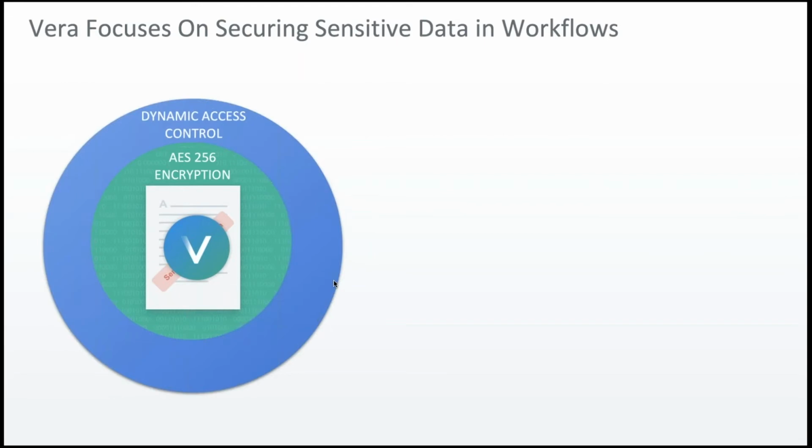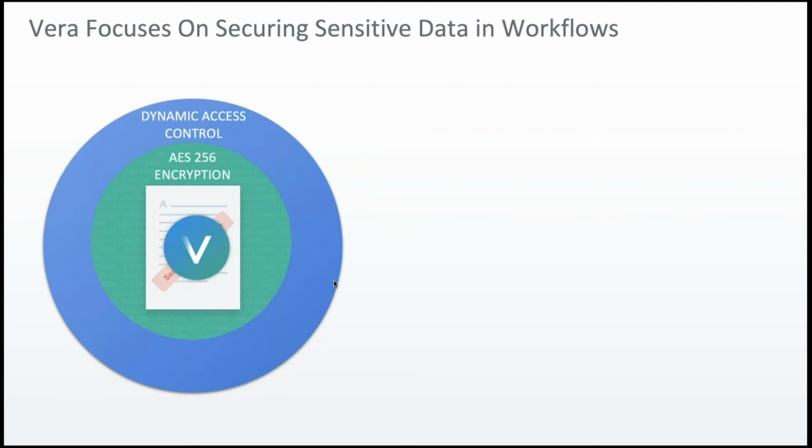We layer on top of that dynamic access control. Access control simply meaning who is allowed to open that file. There is a specific list of users or groups or even domains that are allowed to open the file. If you are not on the list, you're not allowed to open the file. We enforce that by ensuring that only authorized users get the encryption key to be able to decrypt the file.